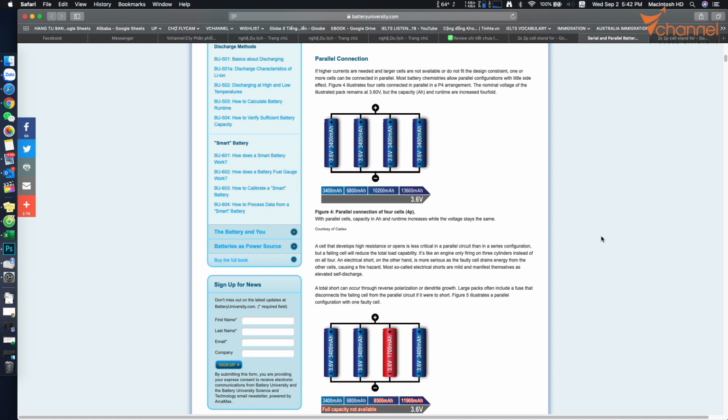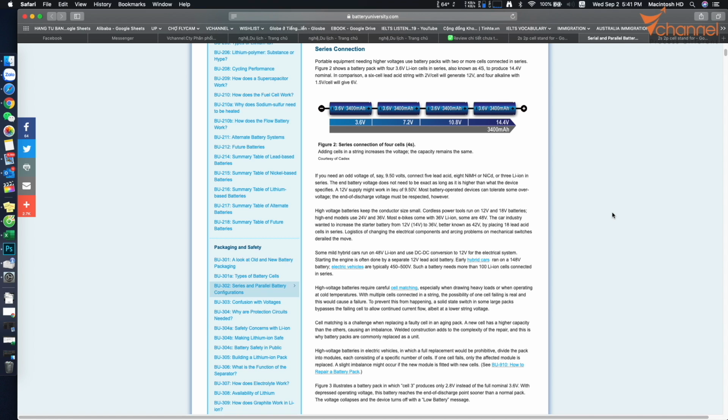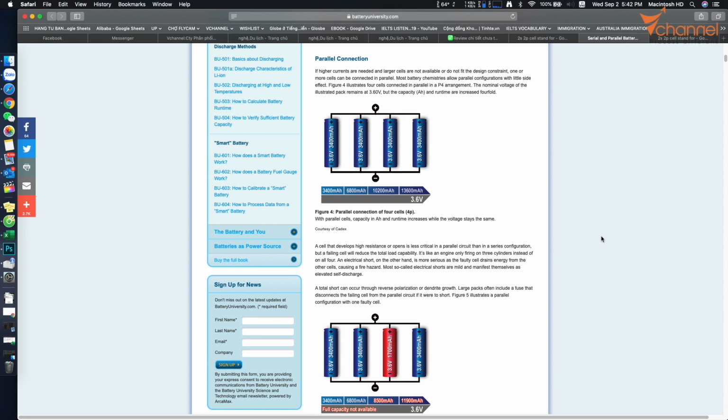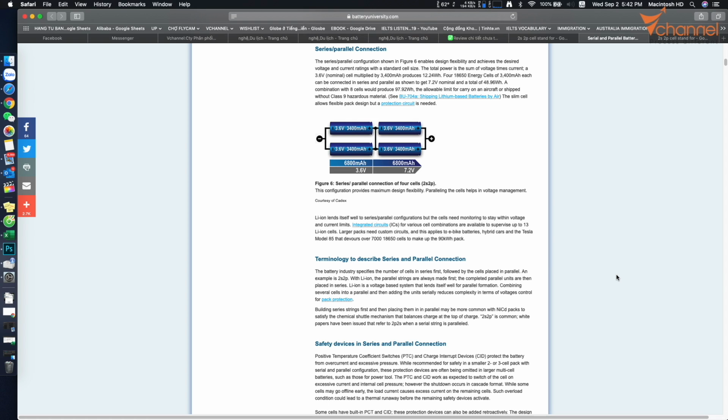In short, serial connection will increase voltage but keep capacity, and opposite, parallel connection will increase capacity and keep voltage. So it depends on the purpose we want. We will connect like that, and if you want to increase both voltage and capacity, we will combine the two circuits, using serial connection as well as parallel connection. In this example, you can see we have a connection of 4 cells, 3.6 volt, 3400 mAh. The total battery will increase voltage to 7.2 volt and the capacity to 6800 mAh.